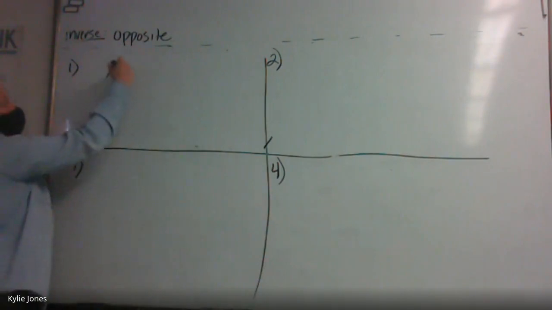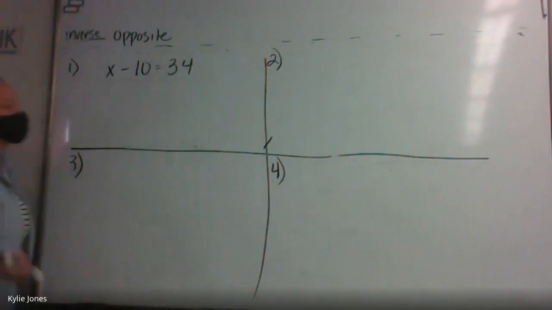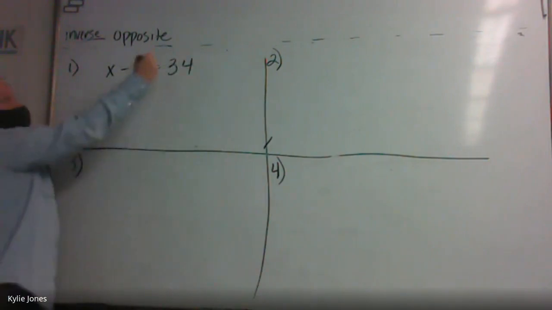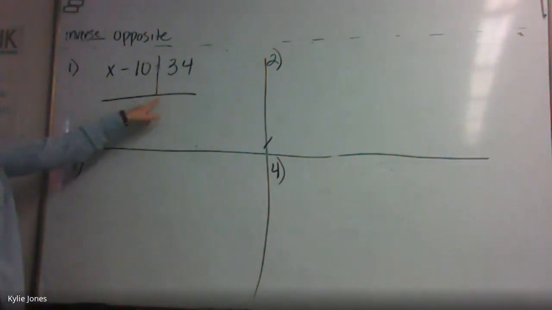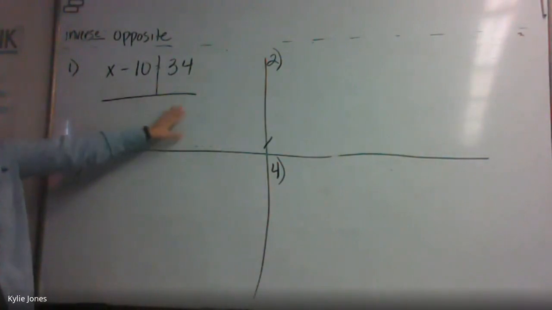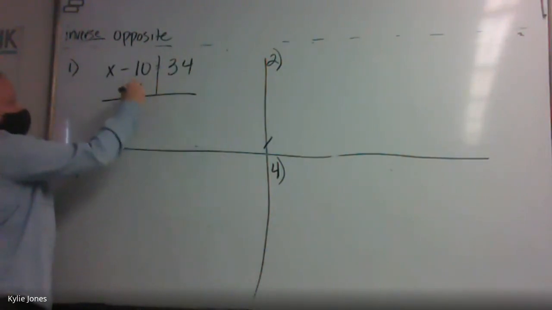Let's say we have x minus 10 equals 34. Okay, so we start off with our upside down T, just to make sure that we have our equation split on two sides of our equal sign. We need to get the x all alone, isolate the variable. If this is subtracting 10, what do I do to take the opposite? Add 10.